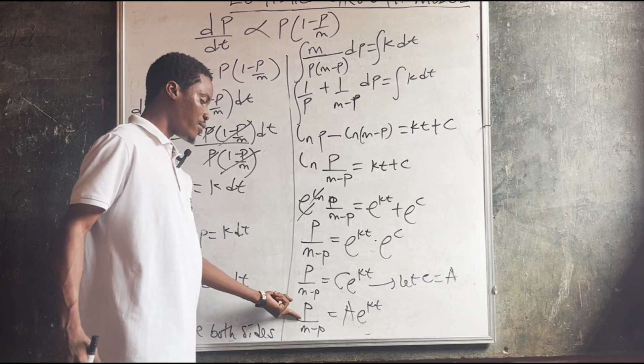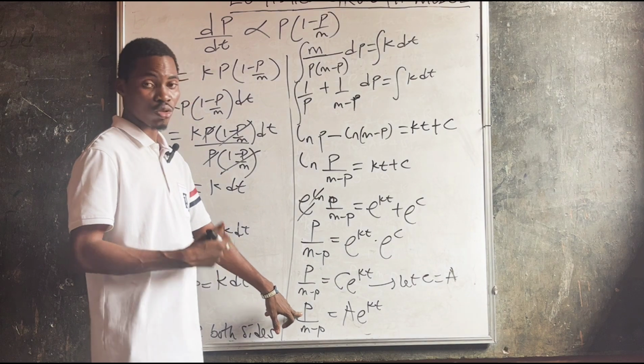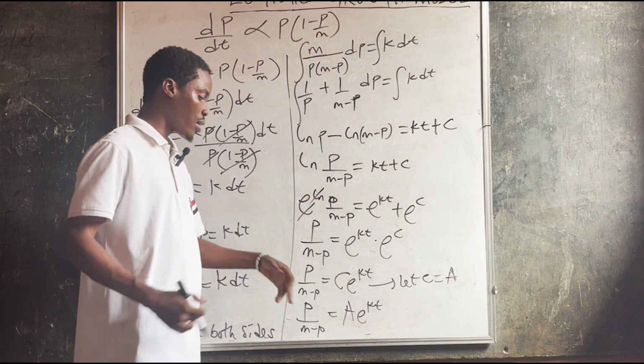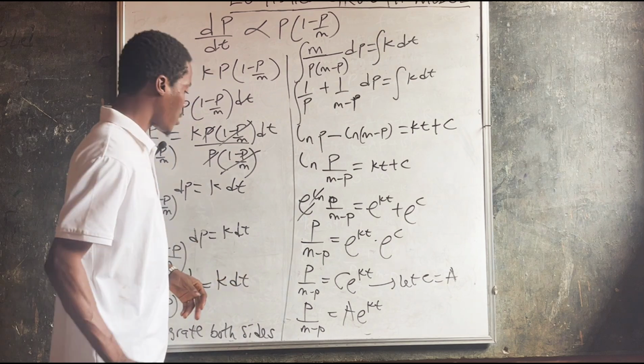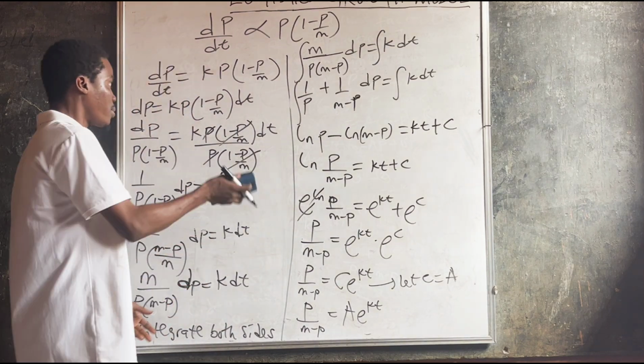So we are not done yet. I want to make p the subject of this. So our p must come out so that we can get p equal to all this. How can we do this? So I have to rub this place because there's no way I can do it here.